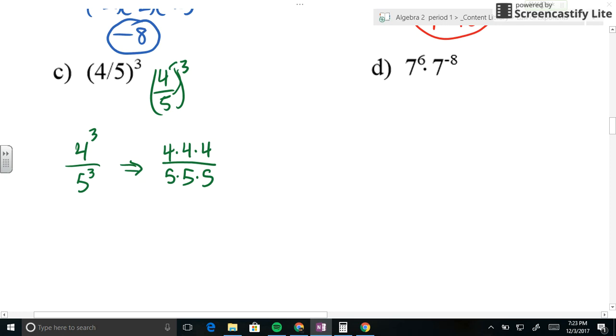So when we multiply those, multiplying 4 times 4 times 4 gives us 64. 5 times 5 times 5 gives us 125. And that is 4/5 raised to the third power evaluated.